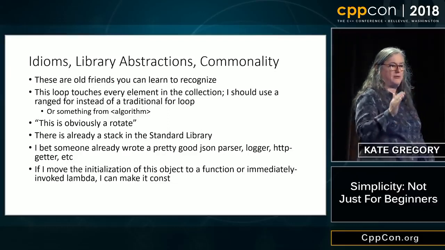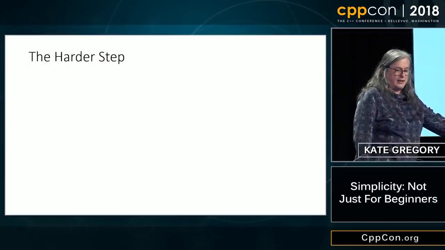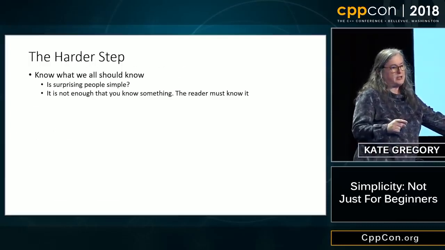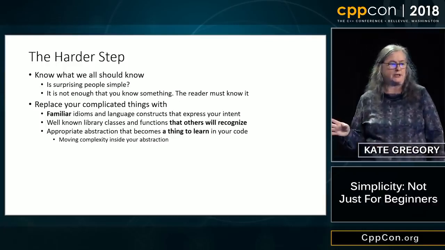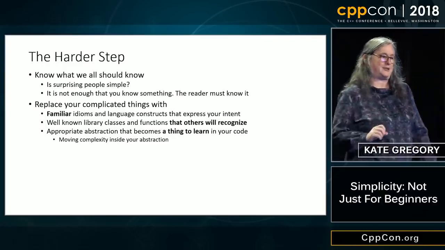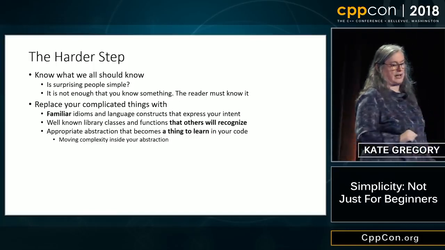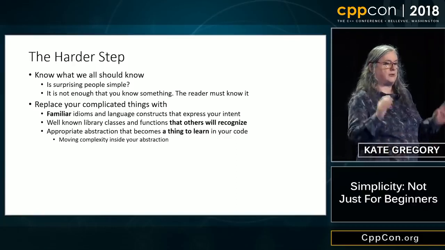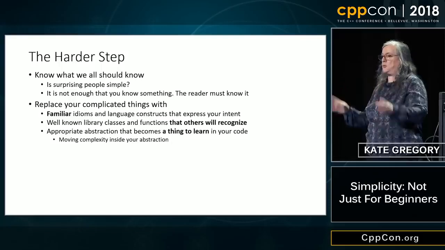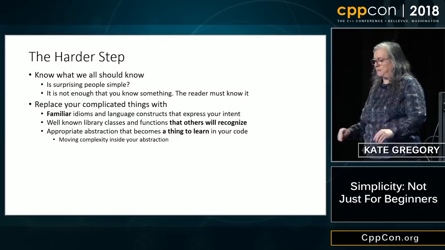You need to know where the things you want to use exist. It's not simple to surprise people, so it's not enough that you know it. I want you to replace your complicated things, not just with idioms, but with familiar idioms that express your intent, with well-known library classes that others will recognize. Hopefully, everyone's going to recognize all of algorithm and all of numeric, and if they don't, we have CPP reference. But there are other things that are maybe less well-known.